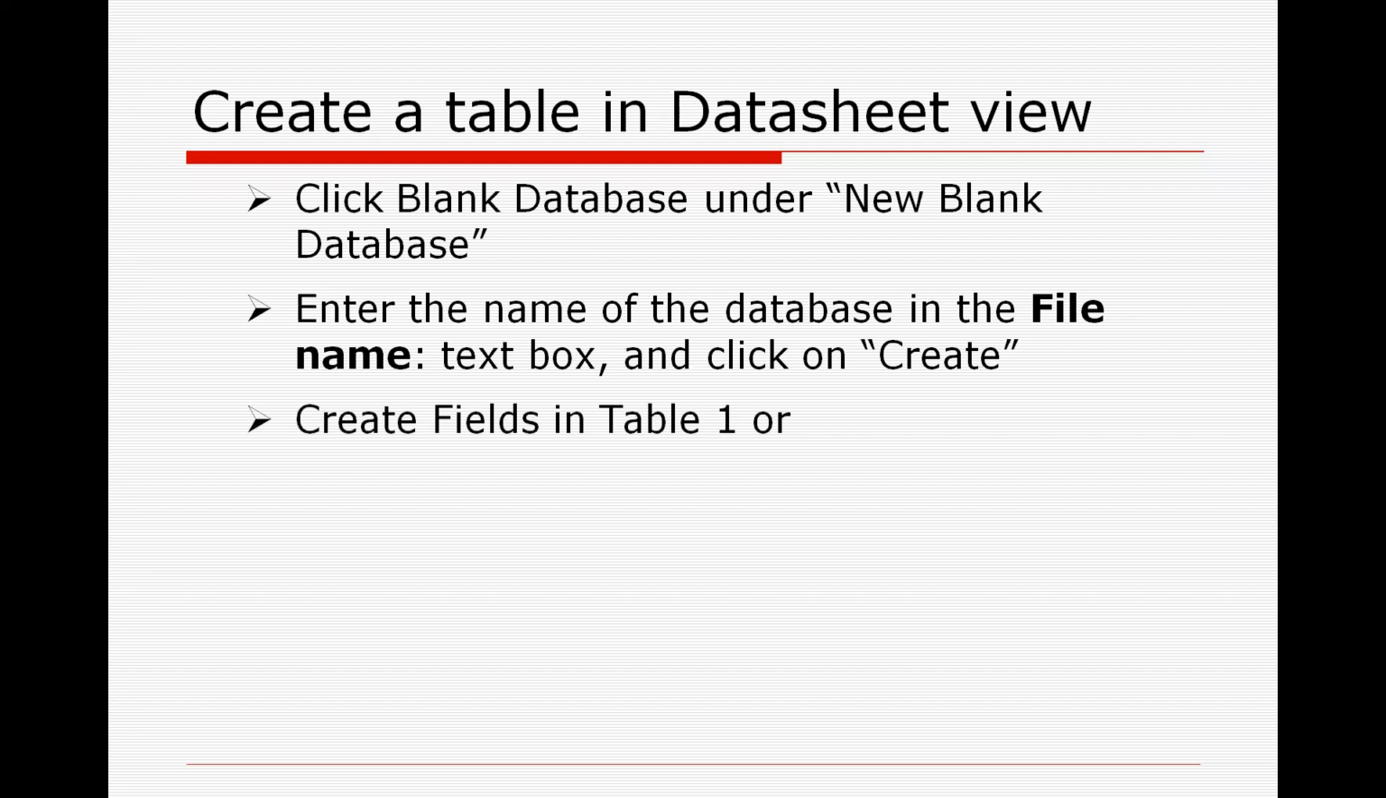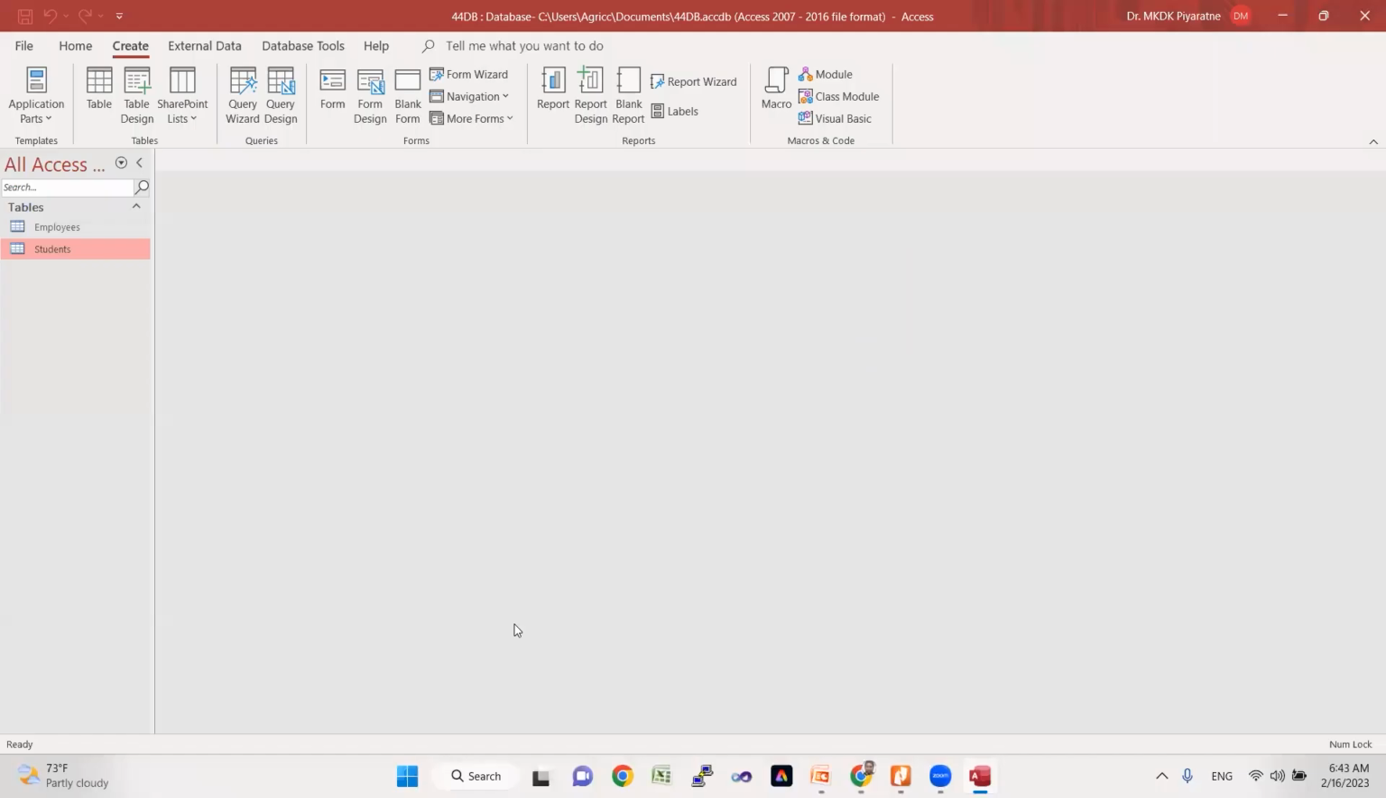Then you can create fields in table 1. That is table 1, the system generated name for table 1, right? Or you can create a table under create. That is what I explained in Access, right? This is this one, create. Under create, you can create all your objects, right? All your objects there.